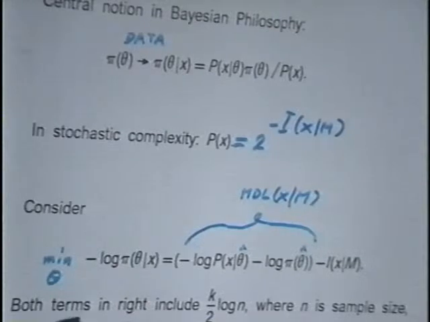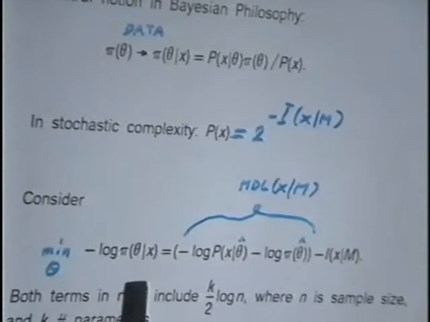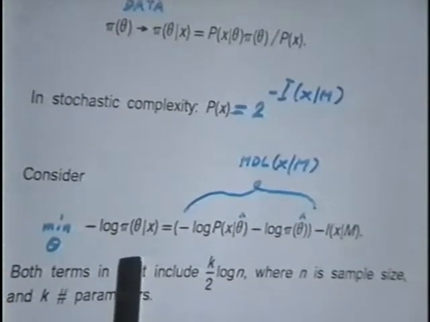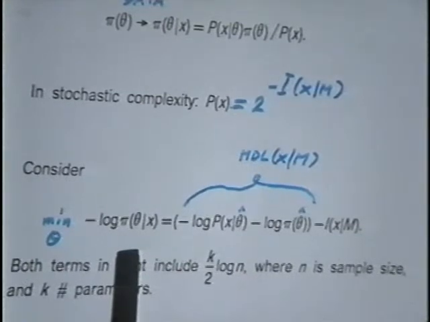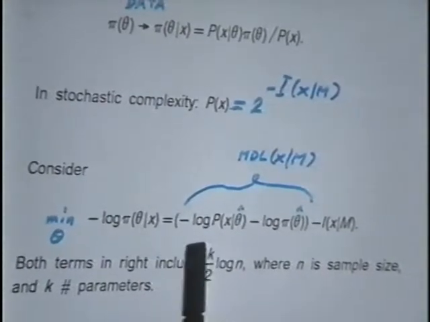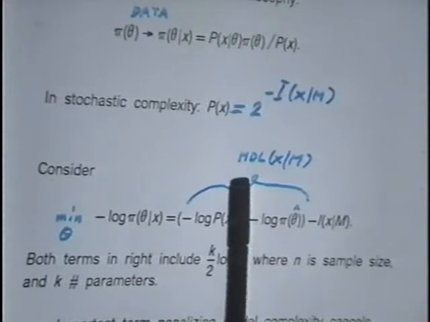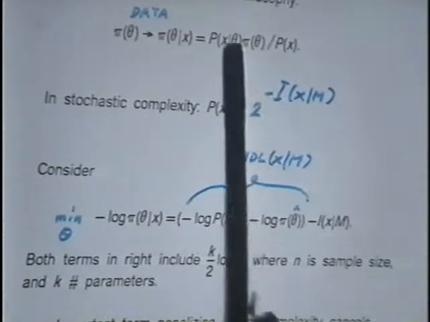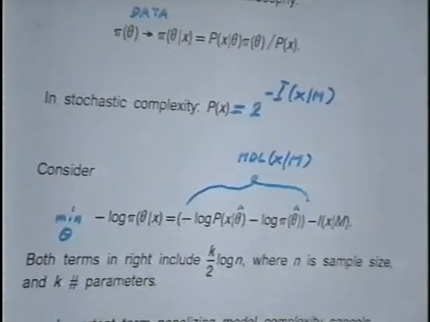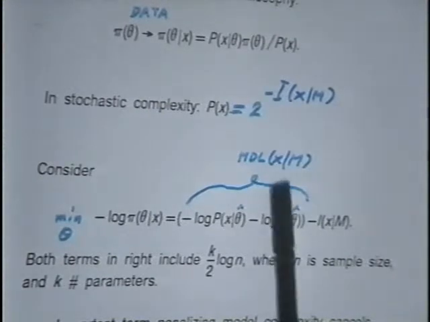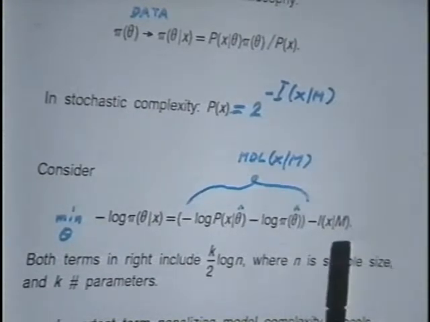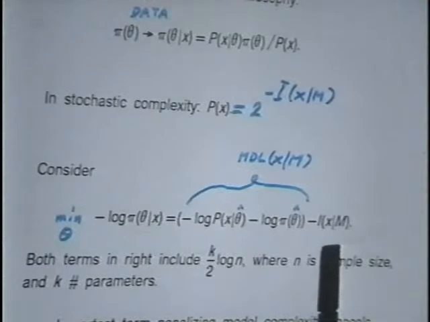Let's see what happens. So we minimize the negative logarithm of the posterior. That's the same thing as the difference between two terms. One is, let me call it, MDL of data X given the model class, and the second term is the stochastic complexity.